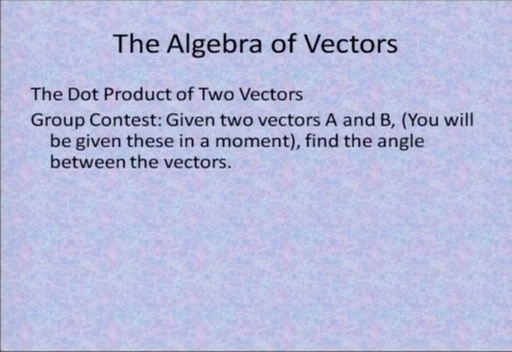All right, so we're going to finish off here with a little contest between a couple of groups. Here's what the contest looks like, a little speed thing to see who can come up with the angle between some vectors. Given two vectors A and B, you'll get those in a moment. You're going to find the angle between the vectors.